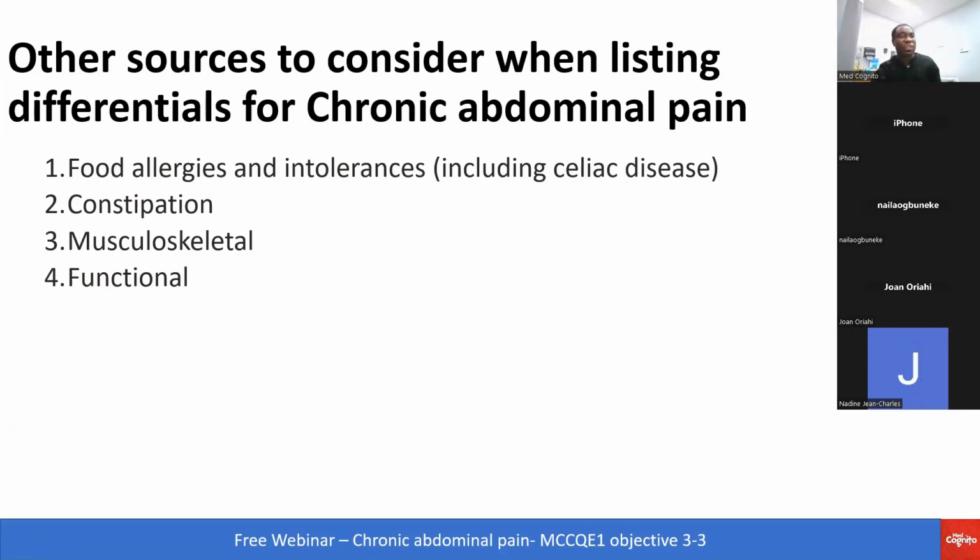We know about the causes of constipation. We know about the medications which cause constipation and all those things. And then musculoskeletal causes, because it could just be a musculoskeletal cause which is causing you to think that this patient has, you know, something going on inside. And it could also be functional.